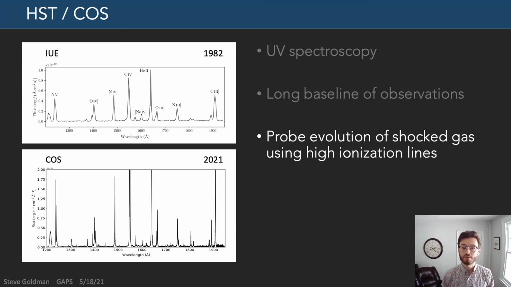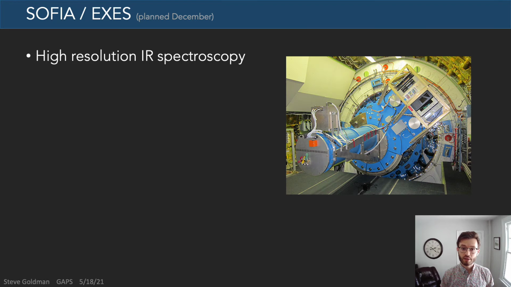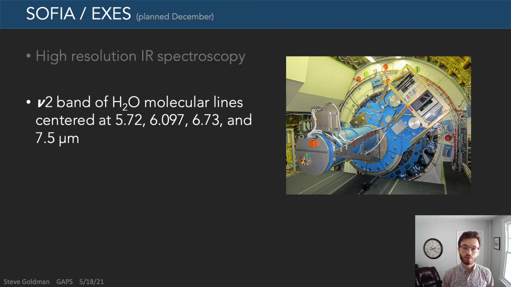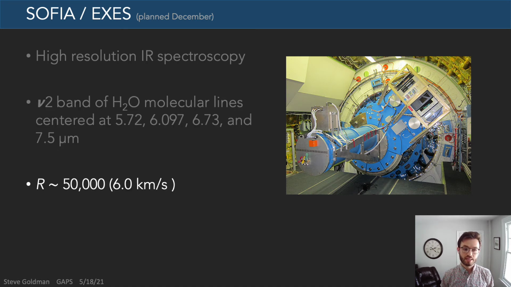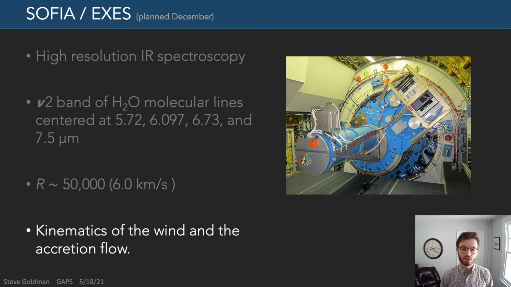We also have some upcoming observations with SOFIA. So first we have observations using EXES. This is high resolution infrared spectroscopy. And so we're going to be focusing on the rovibrational lines of water, 4 of them in particular. And when I say high resolution, we're talking about a resolving power of 50,000. So a resolution of around 6 kilometers per second. And we'll use that to study the kinematics of the wind and also the accretion flow.